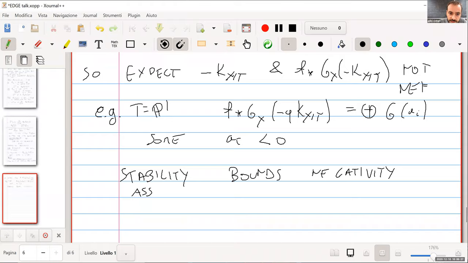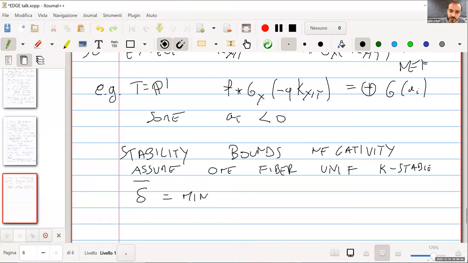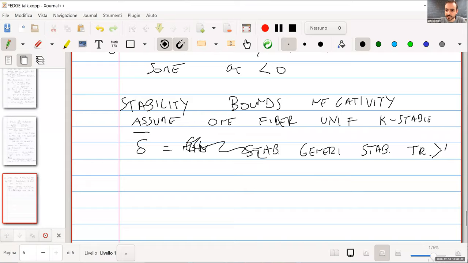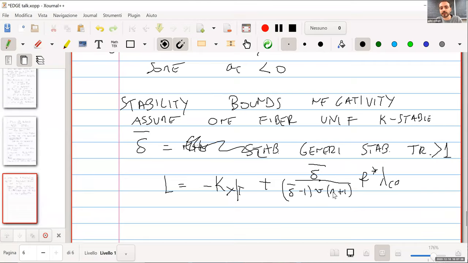So we assume some stability. We assume one fiber is uniformly stable. You take δ-bar to be the minimum of the stability threshold, not the mean, the generic value, the stability threshold. So it tells you how much you are stable, and this is at least one. And then you put L to be -K_{X/T}, and then you twist it. You add something positive, which is (δ-bar - 1) times the volume, n+1, pullback of the CM line bundle. So this is a multiple of a fiber. So you're adding a little bit of a fiber to this bundle, but you can control how much of a fiber you have to add.